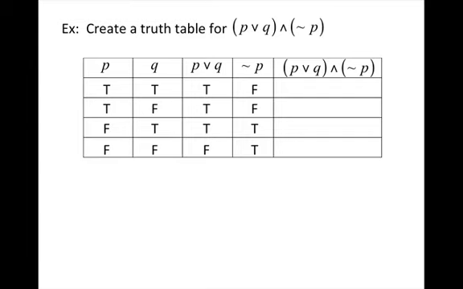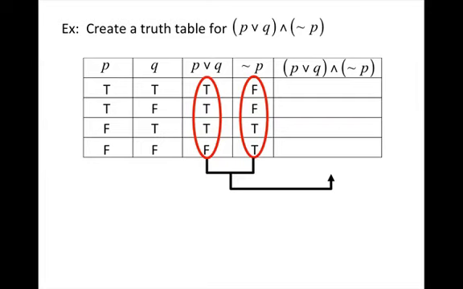Finally, I'm doing my overall compound proposition with an AND. Before the AND is the P or Q, and after the AND is the not P. So I'm going to compare these two columns. AND is only true when they're both true. So these two columns are both true in the third row. In every other row, I've got at least one of those being false, so they would be false. So P or Q and not P is false, false, true, false.